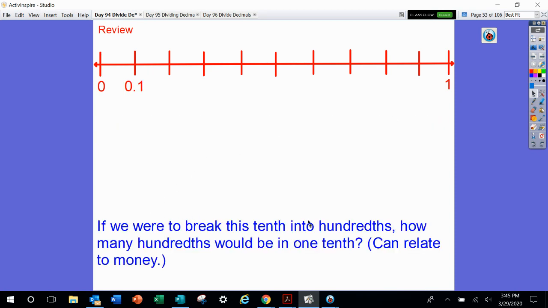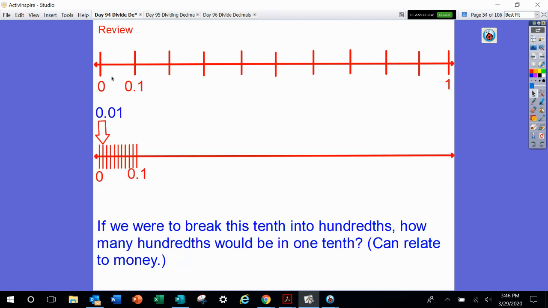If we were to break this tenth into hundredths, how many hundredths would be in that 1 tenth? Okay, so again, think of this like a dime, and this was like a dollar. If I had 10 dimes to make $1, how many hundredths or pennies would I need to make up that dime? Well, this little piece here can be broken up like this into 10 pieces. We need 10 hundredths to make 1/10.